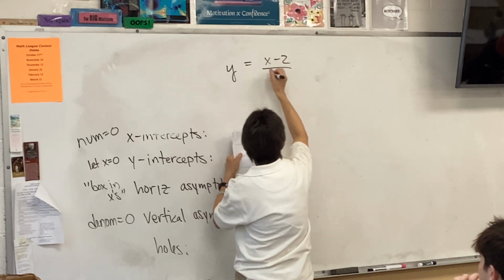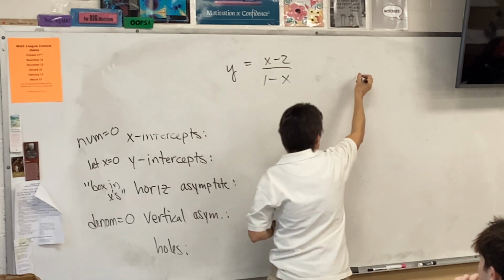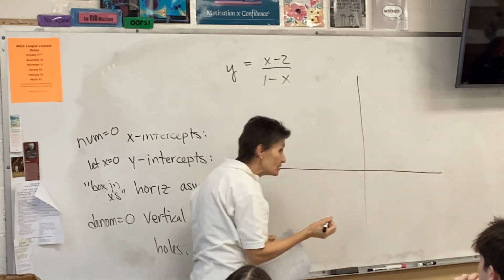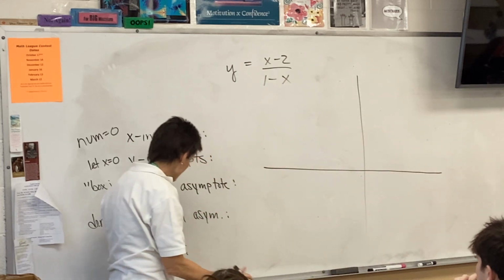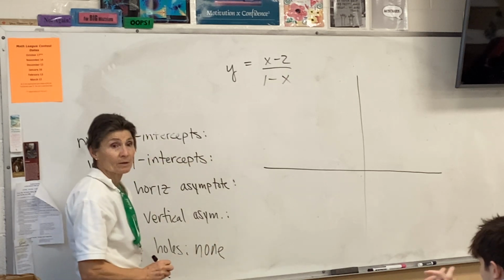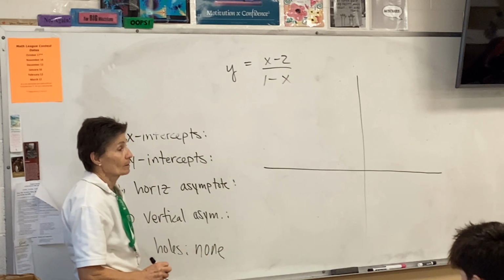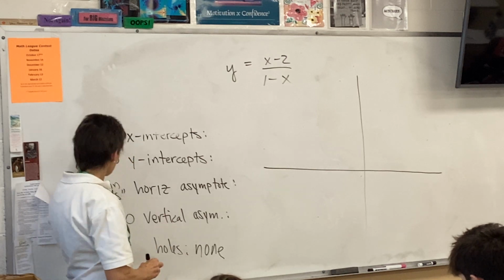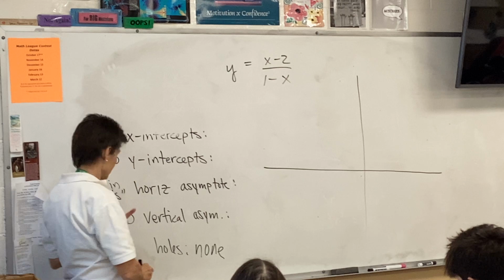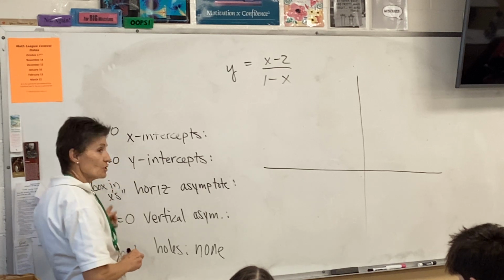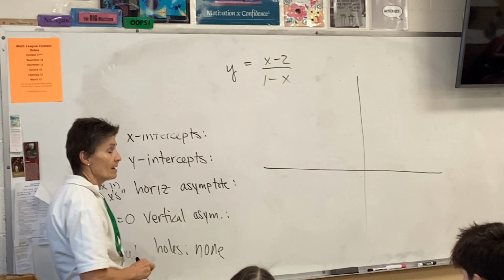But here's another kind of easy one. And I say easy because do I have any factoring to do? No. That means there won't be any canceling, which means there won't be any holes. All right, so these are the things you gotta remember. These are the things you have to remember. This is how you find this stuff.